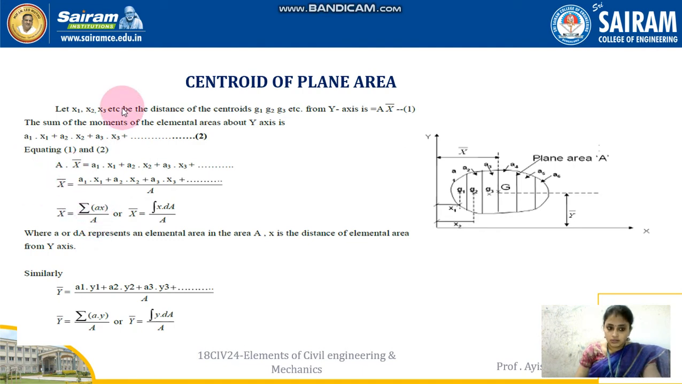This derivation is with respect to moment taking with respect to the y-axis, but if you are taking moment with respect to the x-axis, the same will be written as y bar is equal to a1 y1 plus a2 y2 plus a3 y3 plus a4 y4 likewise, and you will get y bar is equal to summation of ay by a. So these are the two formulas which we are now going to use for the derivations.